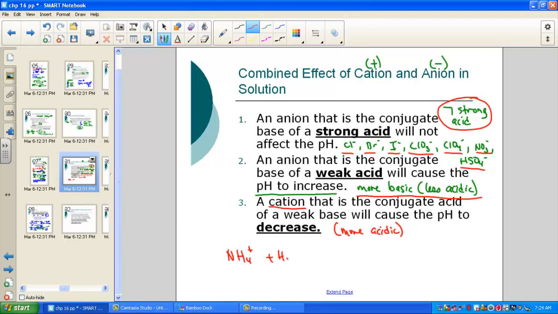If ammonium is placed into water, you can see that it will also affect the pH. And if it puts that proton back onto the water, you can clearly see with this example it becomes more acidic. Positive ions, we call those cations, whose parents are weak. Ammonia is a weak base. Cations from weak bases make the solution more acidic.